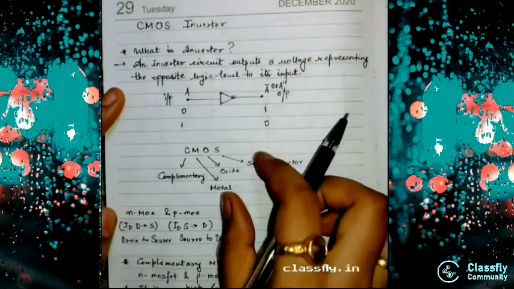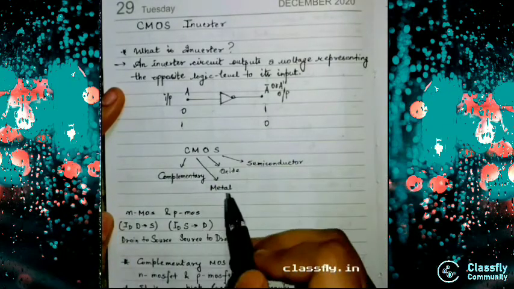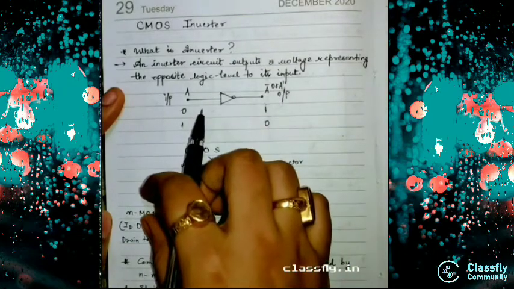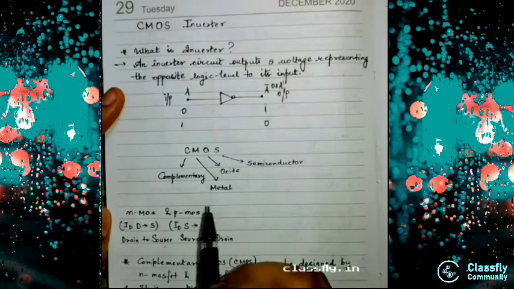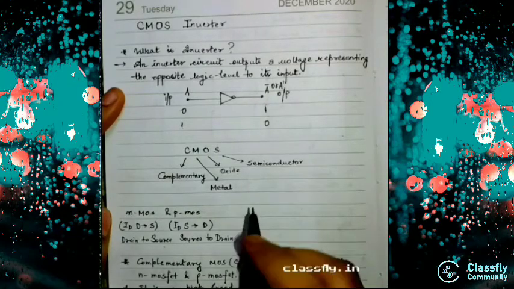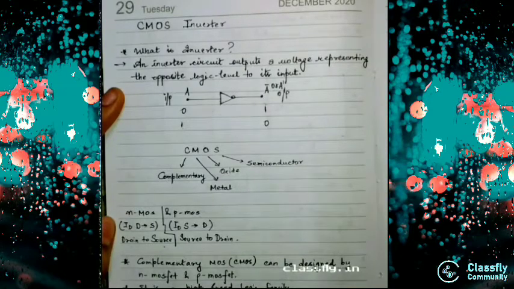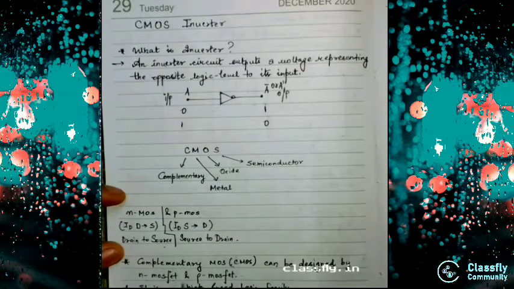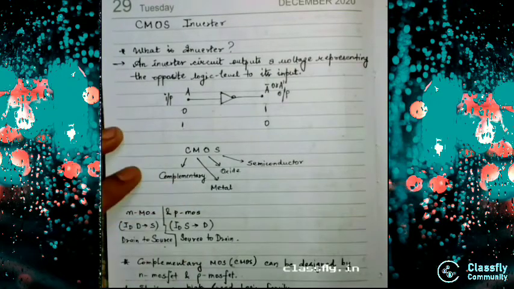Basically, the CMOS inverter is the combination of the N MOSFET and the P MOSFET. In the N MOSFET, the current moves from the drain to source, and in the PMOS the current moves from the source to drain. So this is the difference between the NMOS and the PMOS. Complementary MOS can be designed by N MOSFET and P MOSFET. Just remember that NMOS current flows from drain to source and PMOS current moves from source to drain.